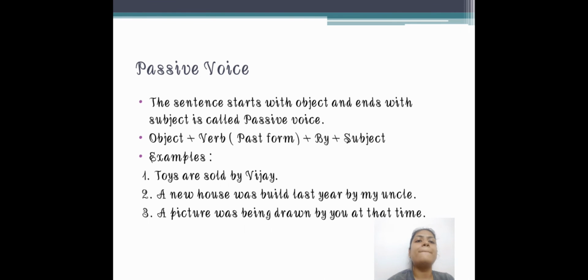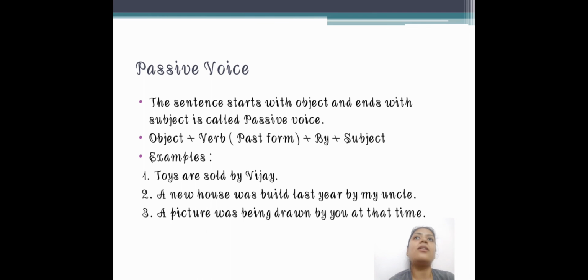Now we go with the passive voice sentences. The sentence which starts with the object and ends with the subject is called passive voice, the vice versa of active voice. In active voice, the subject was at the beginning of the sentence, while in the passive voice, the object starts the sentence. Means what, the active voice has, the passive voice has its reverse form.